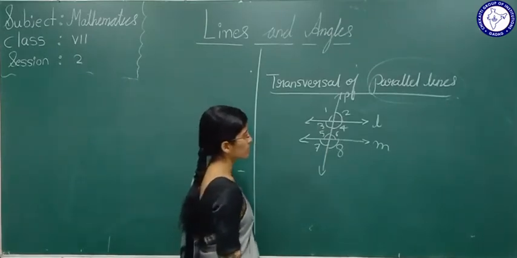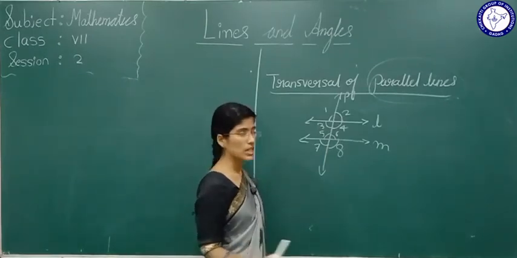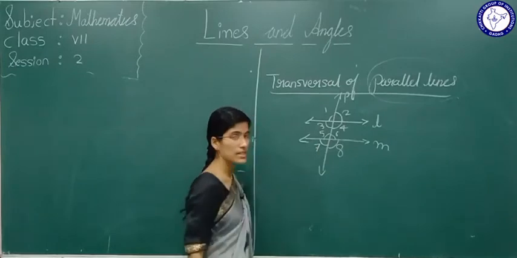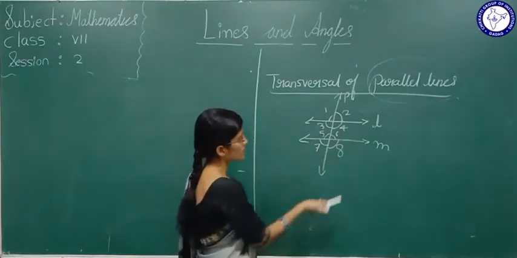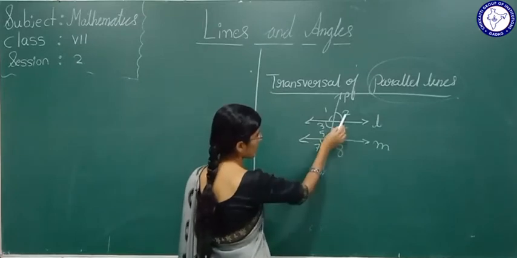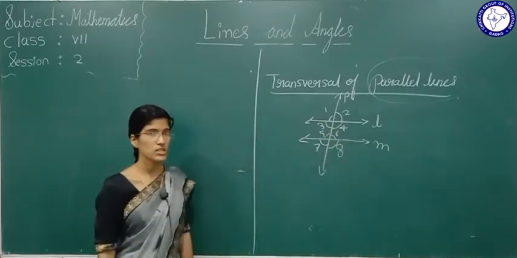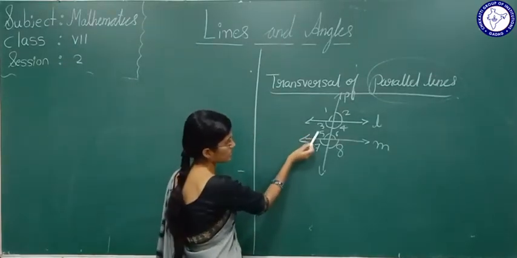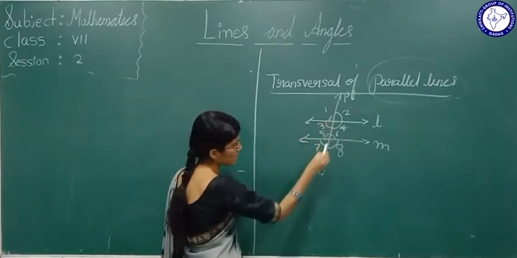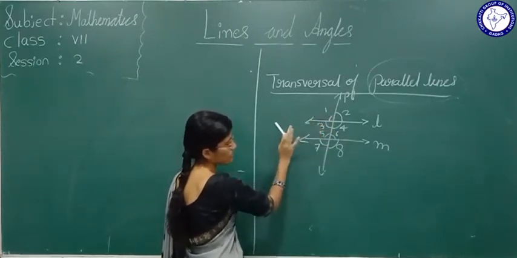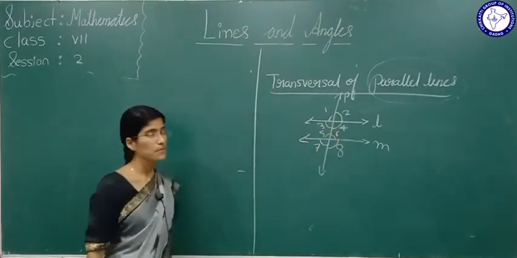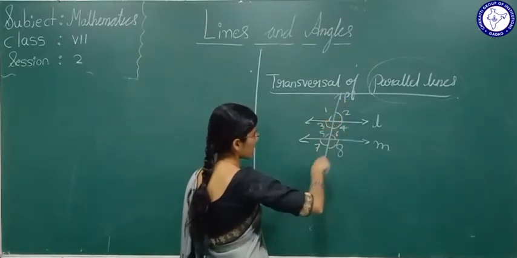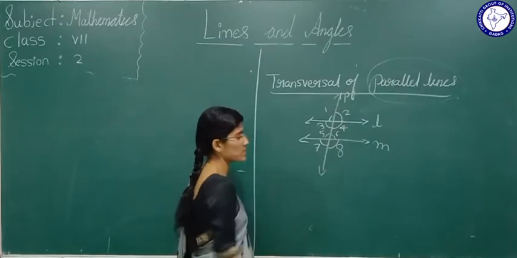So which are the pairs of alternate interior angles? Angle 3 and angle 6, angle 5 and angle 4. These are alternate interior angles. Alternate exterior angles are angle 1 and angle 8, angle 2 and angle 7. Pairs of interior angles on the same side of the transversal are angle 3 and angle 5, angle 4 and angle 6. Now see here, if two parallel lines are there and a line intersects at two different points, definitely this line P is a transversal.